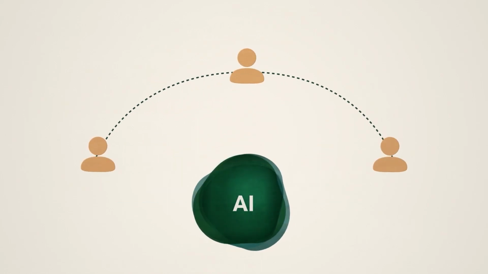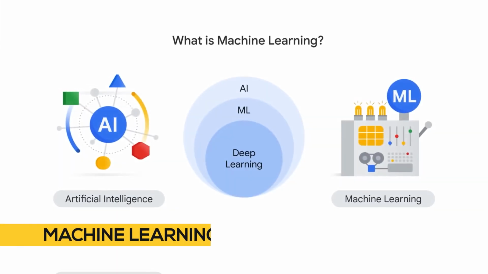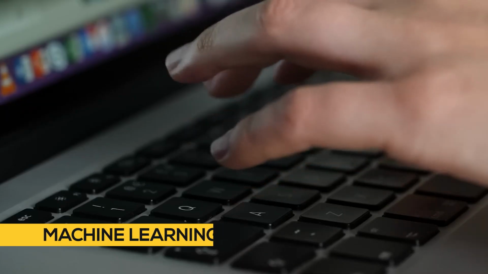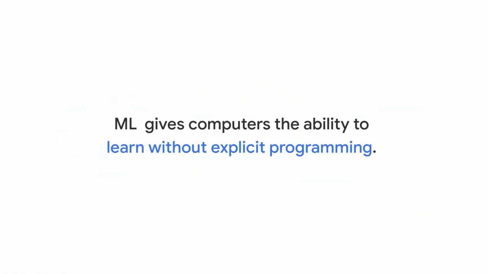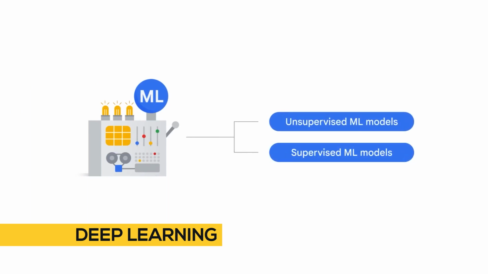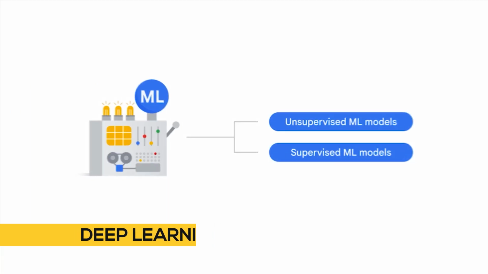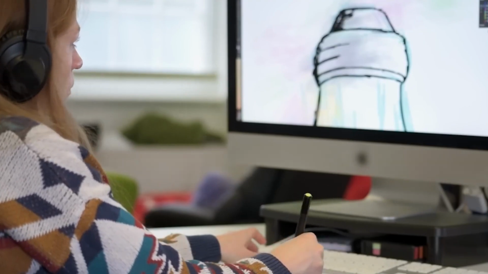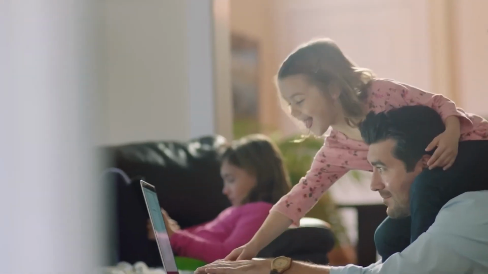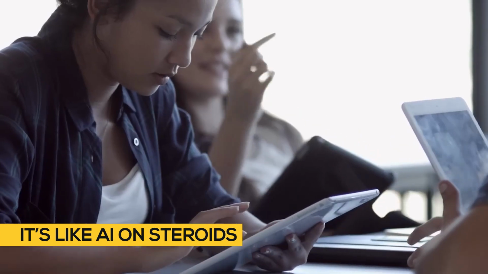Now, within this vast AI universe, there's a rockstar section called machine learning. This is where the magic begins. Imagine machine learning as a secret sauce that allows computers to learn without explicit programming. It's like teaching your computer to ride a bike without telling it how to pedal. Now, within machine learning, there's a fascinating subject called deep learning. It's like the rockstar version of machine learning, using artificial neural networks inspired by the human brain. These networks have layers, allowing them to process more complex patterns than traditional models. It's like AI on steroids.